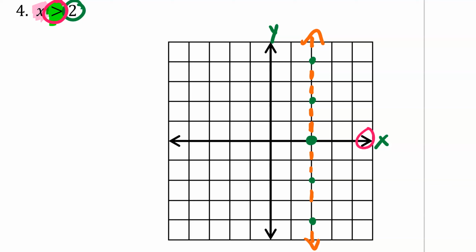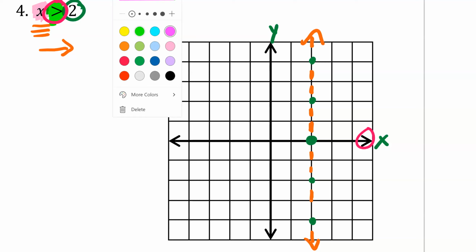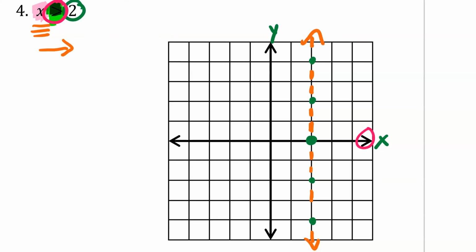Another trick you can use with just the X's, only with these, not with your Y equals, is where is this inequality pointing? See how the arrows kind of match up? Like this arrow's pointing one way and this arrow's pointing one way. Okay, it's pointing to that right side, so you can also do it that way. But I like big X's, small X's.